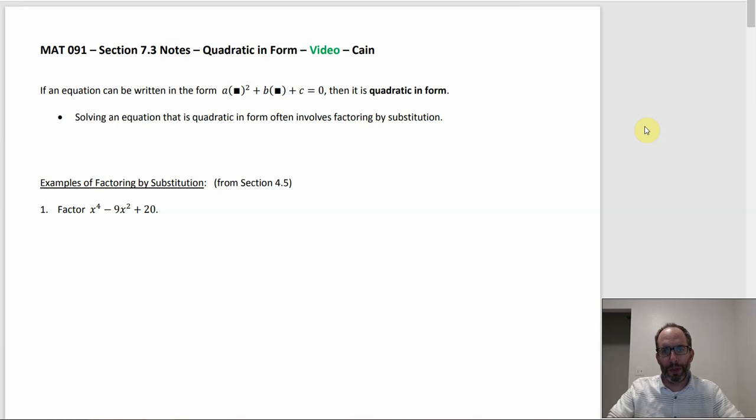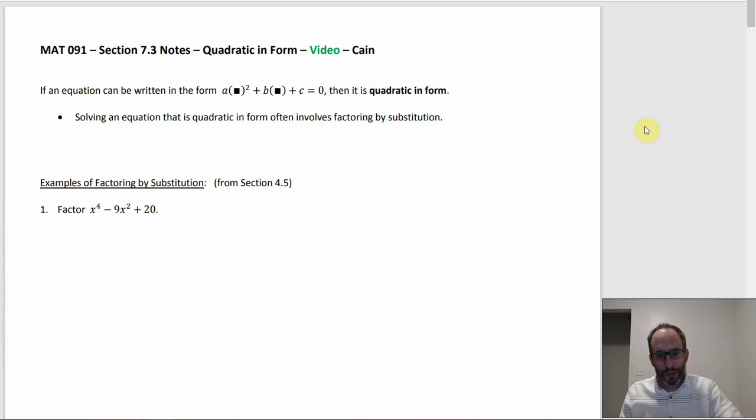Section 7.3 is about equations that are quadratic in form, and really what that comes down to is it goes back to section 4.5, when we had to factor by substitution. That's a thing that comes back right here, essentially. So that's why on this first page, it's basically just a couple of examples of that, because that's the thing that you have to be able to do to solve these equations.